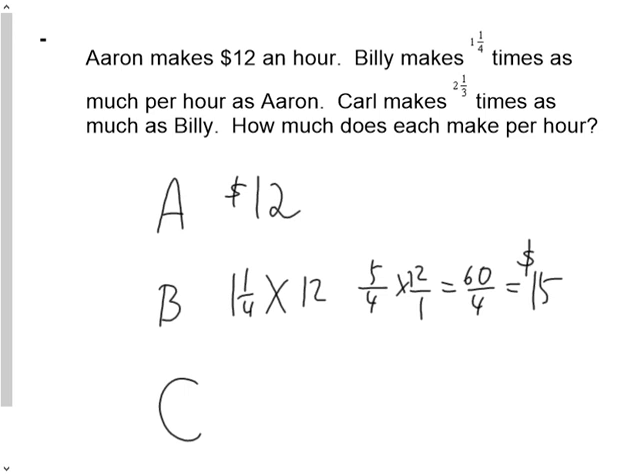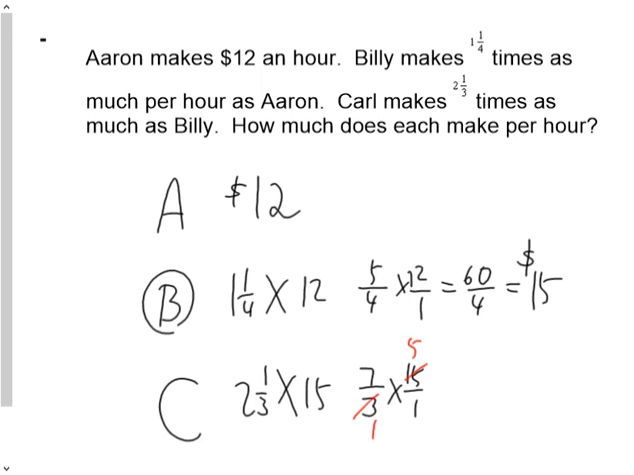Carl makes 2 1/3 times as much as Billy, not Aaron, but Billy, which means 2 1/3 times 15. 2 1/3 is 7/3 multiplied by 15/1. This time I'm going to cross reduce because I probably should have done that in the last one. But 15/3 will become 5/1. And once I cross reduce, multiply my numerators to get 35. The denominator equals 1. Therefore, Carl makes $35.